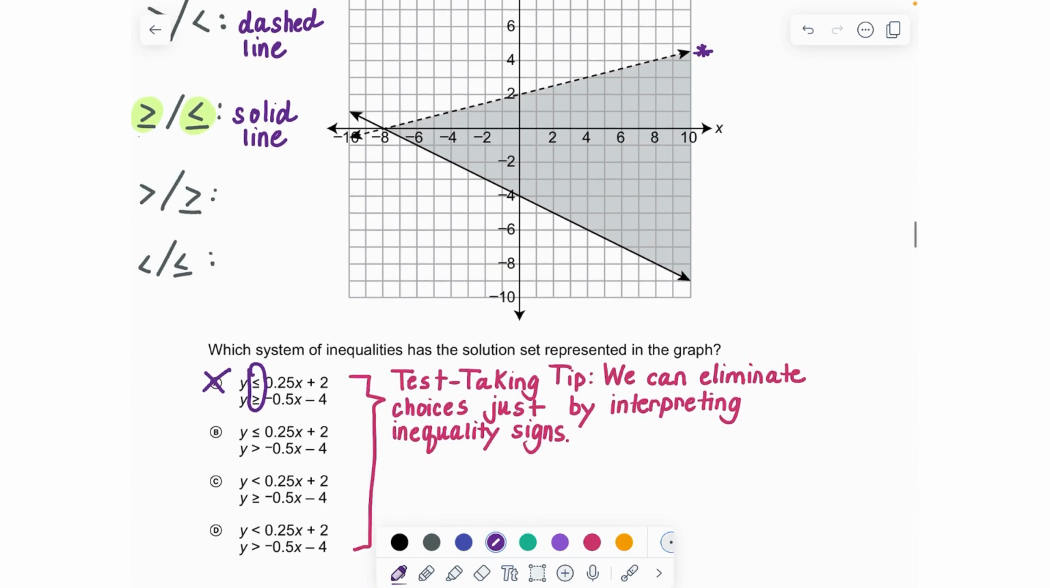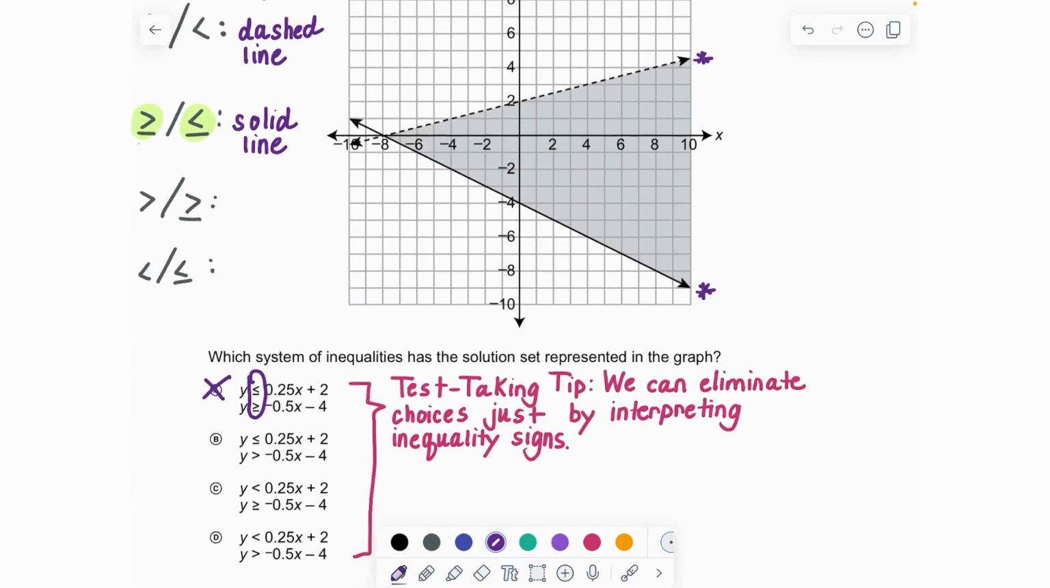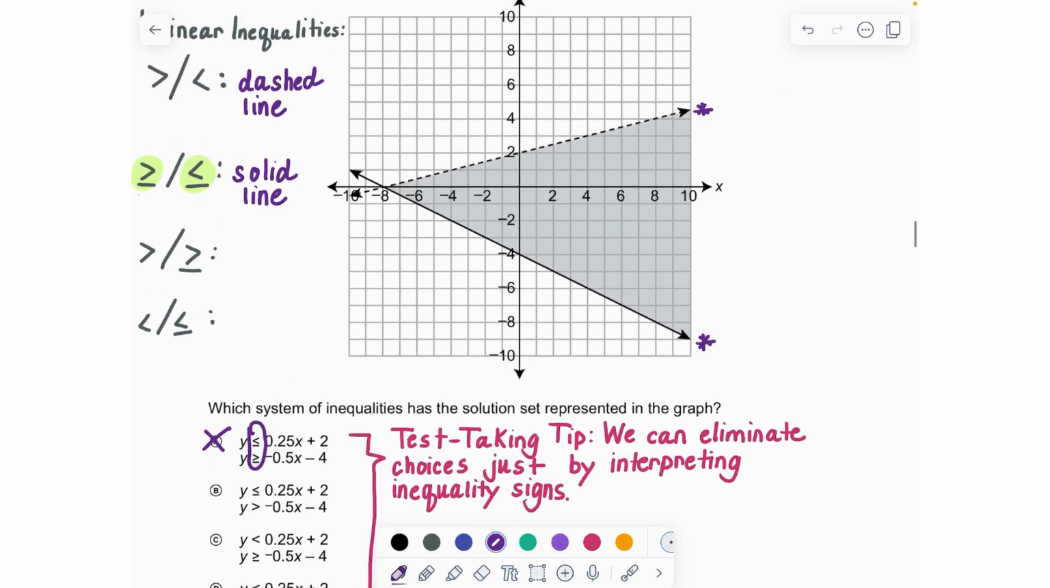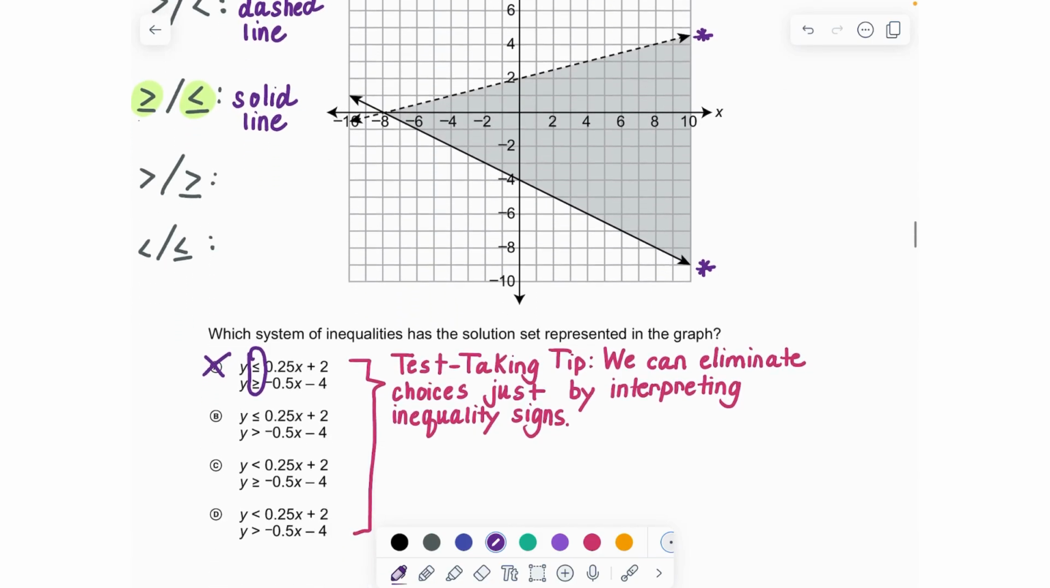So that's telling us we have one inequality with no line underneath it and one inequality with a line underneath it. So that allows me to eliminate option D because both of those inequalities don't have lines underneath them. So that would translate to two dashed lines, and we don't have that. We have one solid and we have one dashed, okay?